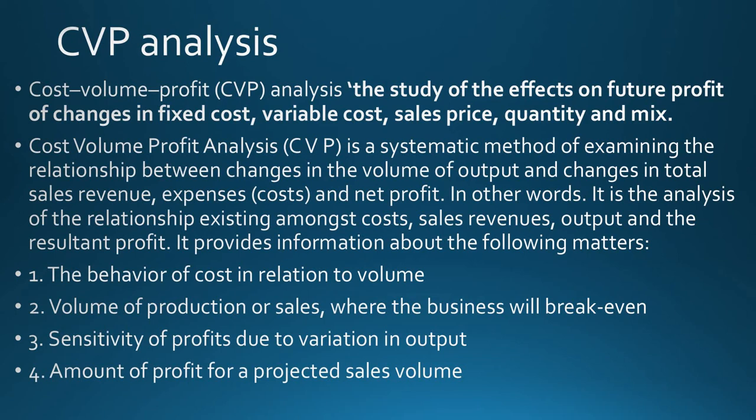Next is sensitivity of profit due to variation in output. We already studied that due to the change in output, there will be changes in the profit. To study that, CVP analysis will be helpful. Next is the amount of profit for a projected sales volume. For example, we set a sales target of 1000 units. Once we sell the 1000 units, what may be the expected profit? To set that profit for a particular sales volume, CVP analysis will be helpful.